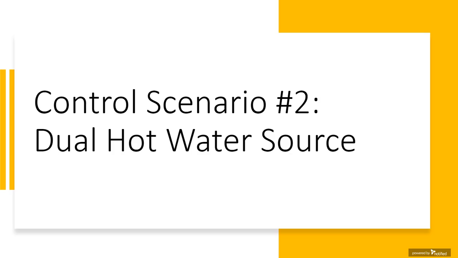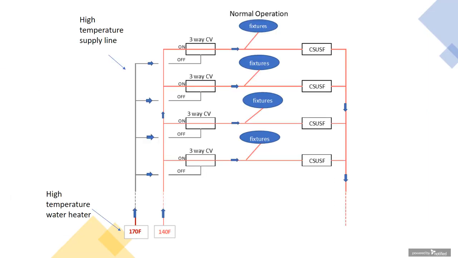Next, we're going to talk about a dual hot water source system, which will provide a lot more capability, but the trade-off will be additional expense. So this diagram here is shown under normal operation, a similar sketch to what I just showed going from right to left. The differences are, instead of a two-way control valve, we now have the three-way control valves that we introduced earlier in the presentation.